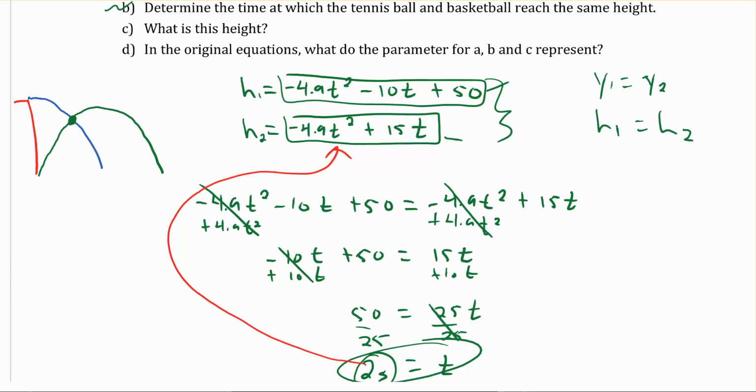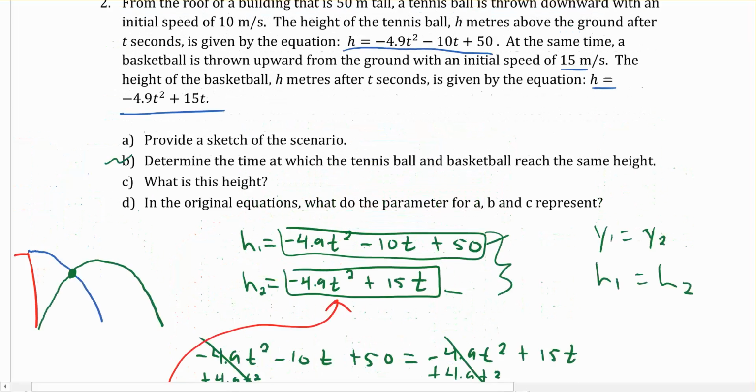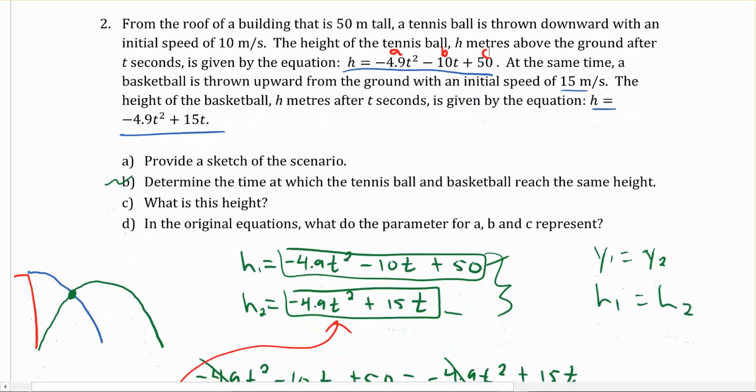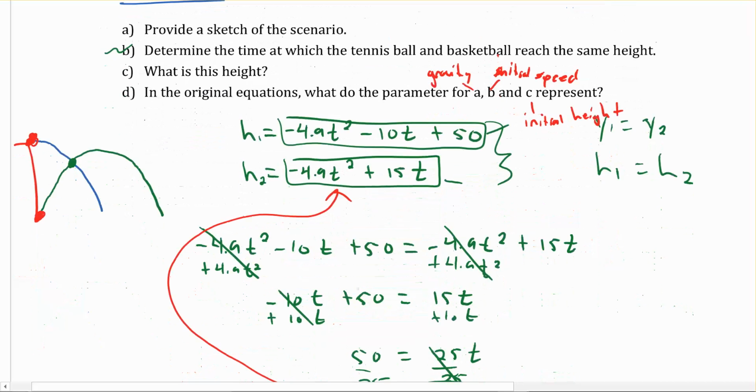Now, in the original equations, what do the parameters for A, B, and C represent? So what I mean by that is, you know, this was A, that was B, and this was C. What do they represent? So A in this case represents acceleration due to gravity. So that's, you know, gravity. B represents the speed that it was going, the initial speed. Wow, that was really bad writing. That says initial speed. And C was your initial height, right? Because the C is your y-intercept, so that makes sense. So their initial height started from up here for the one that was off the roof. Our initial height for the other one started at 0, so that's their, yeah, okay. So that's that question.